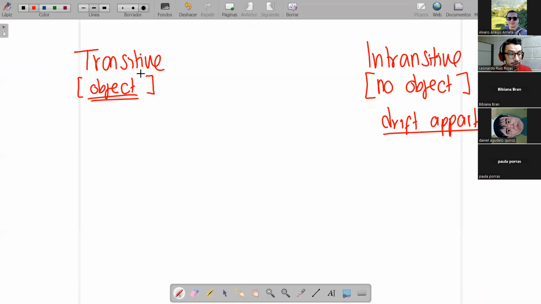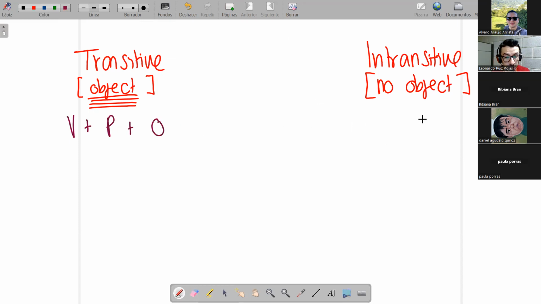¿Listo? Entonces, the transitive verb is the verb that has an object, while the non-transitive or intransitive verb is a verb that doesn't have an object. Ready? In this case, it's going to have verb plus preposition plus the object. Mientras que aquí solamente es verb plus preposition, no tiene objeto. ¿Listo? Hasta ahí, ¿cómo van? Good, más o menos, questions, difficulties. Good teacher. No question, teacher. Good.